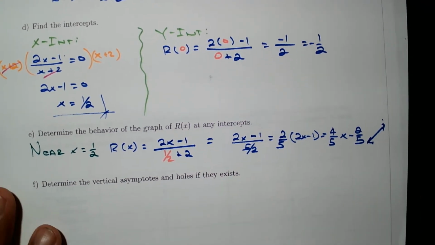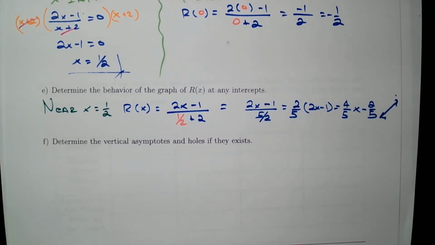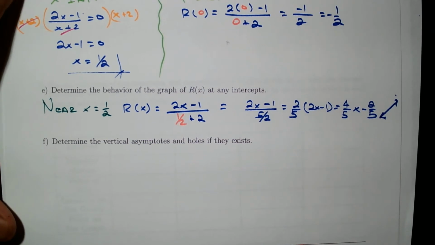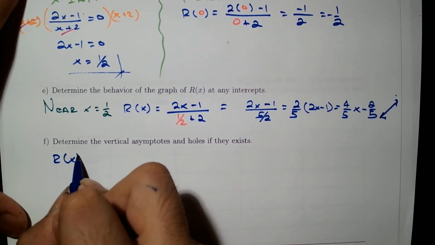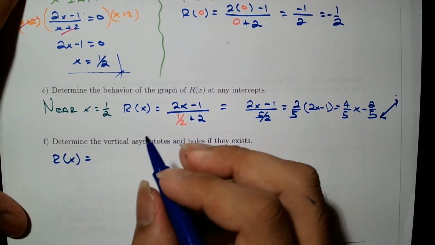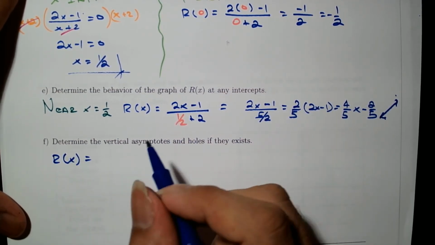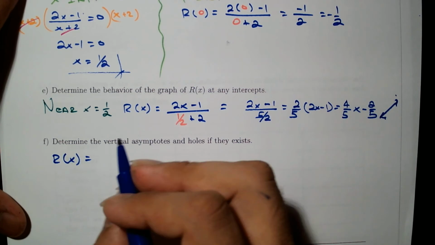Determine the vertical asymptotes and holes if they exist. So this is finally one of those examples in which we are going to have both of them. So let me write down the one fully factored without dividing out any common factor.